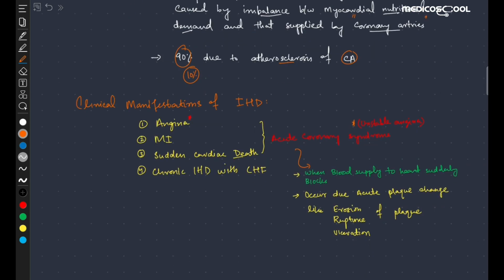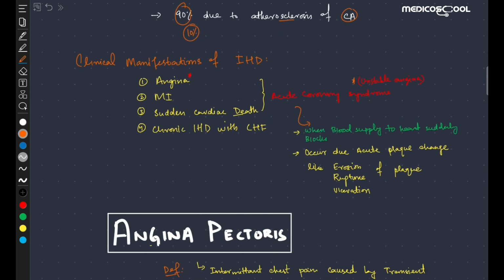Now, what are the clinical manifestations of the ischemic heart diseases? There are four clinical manifestations. It may be in the form of angina, it may be in the form of myocardial infarction, it can be in the form of sudden cardiac death, or it can be in the form of chronic ischemic heart disease with congestive heart failure. The first three can be acute, while the fourth one is mainly chronic.